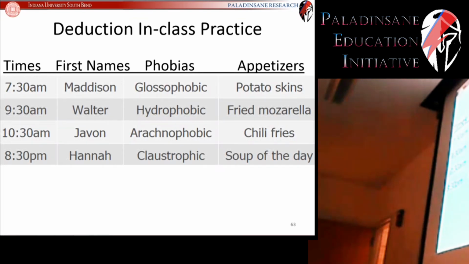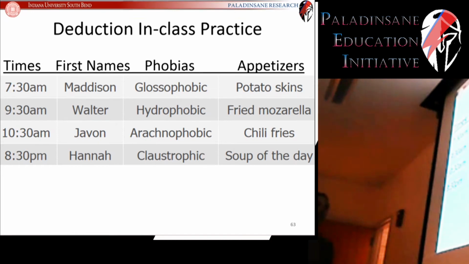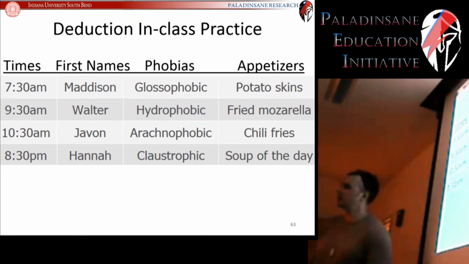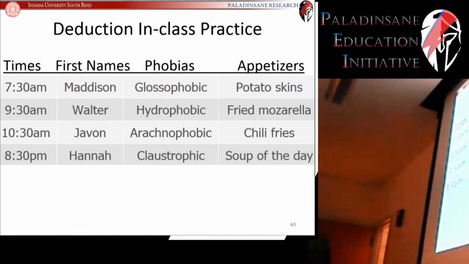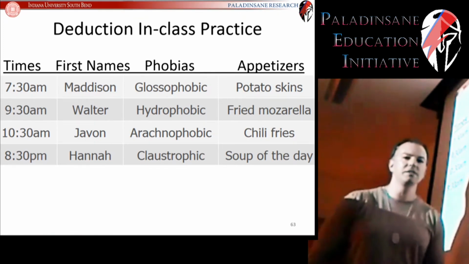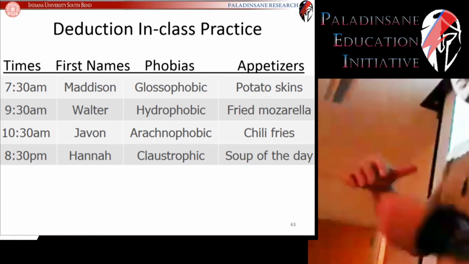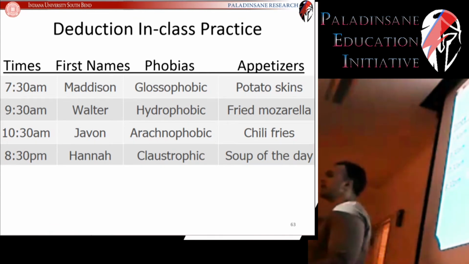So there they are right there. 7:30 a.m., that was Madison. She's a glossophobic and she likes potato skins. 9:30 a.m., that was Walter. He's hydrophobic and likes fried mozzarella. 10:30 a.m. is Javon. He's arachnophobic and he likes chili fries. 8:30 p.m. is Hannah, claustrophobic, and soup of the day. So hopefully if you didn't complete the entire puzzle, you do have the correct ones in the correct areas. And I highly recommend you try the other puzzle as well.